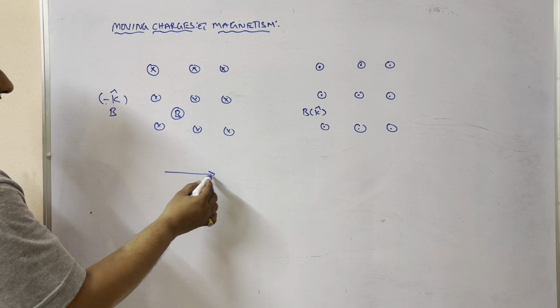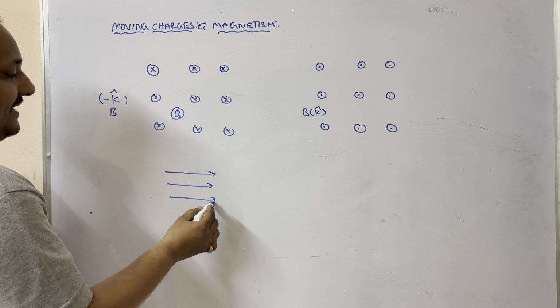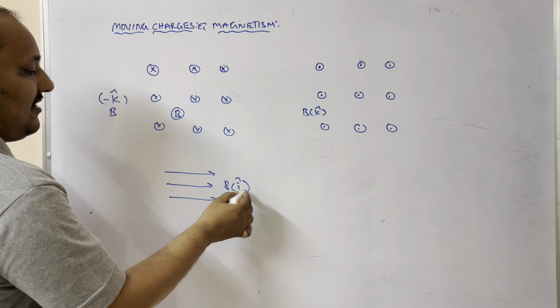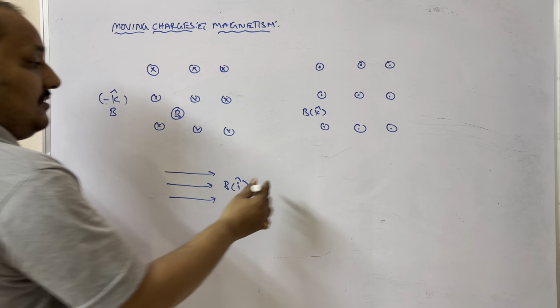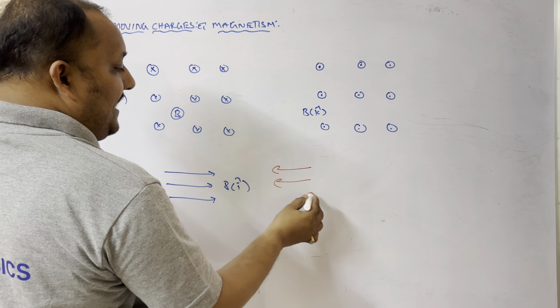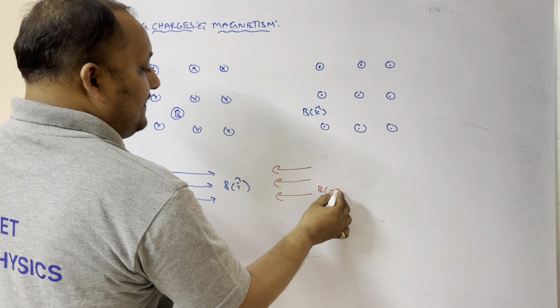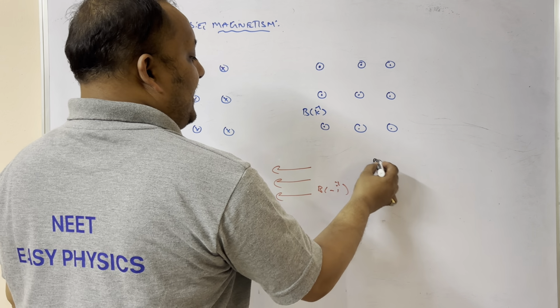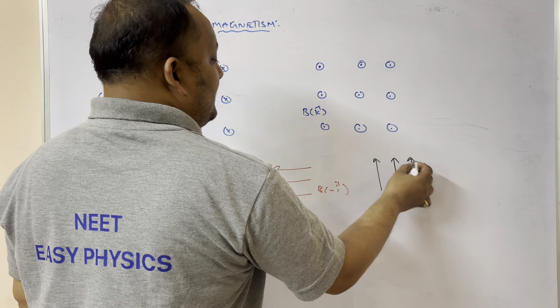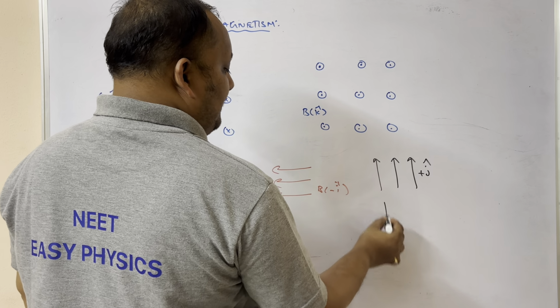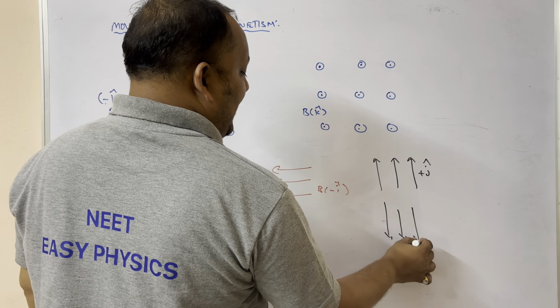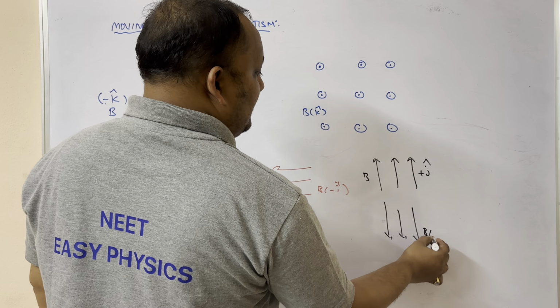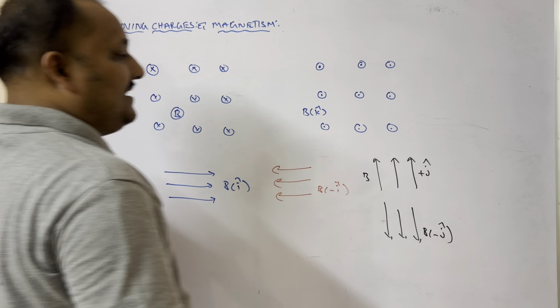So this is also magnetic field, uniform magnetic field, but this is along plus i cap. This is uniform magnetic field, this is minus i cap. This is also uniform magnetic field, this is going to be plus j cap. And this magnetic field is going to be minus j cap.